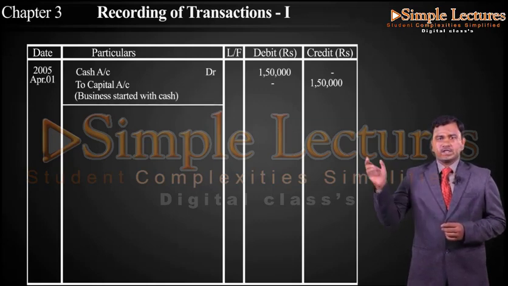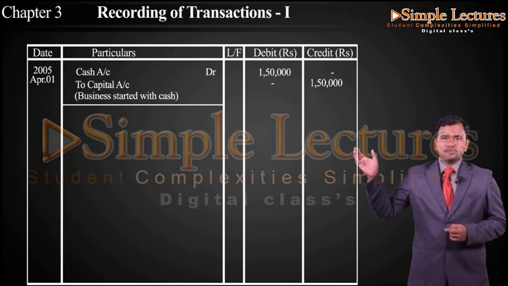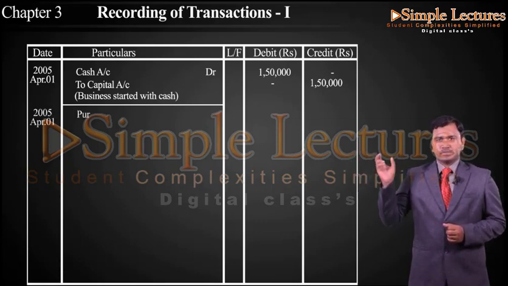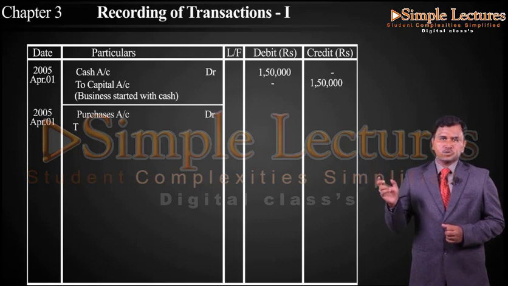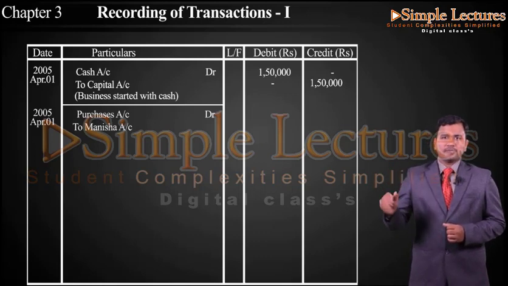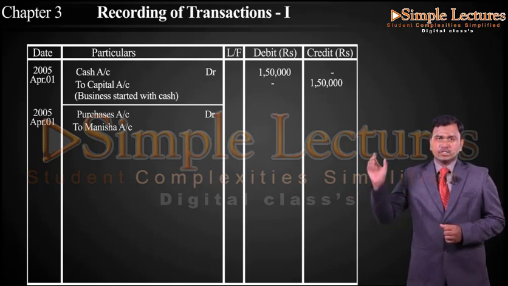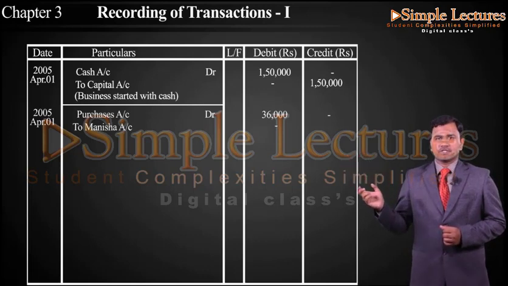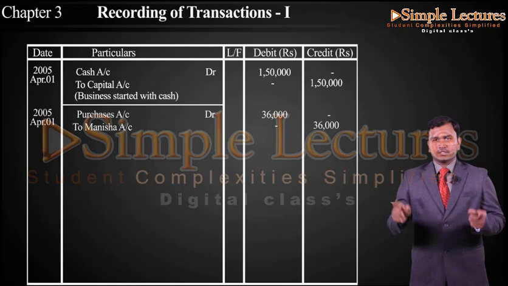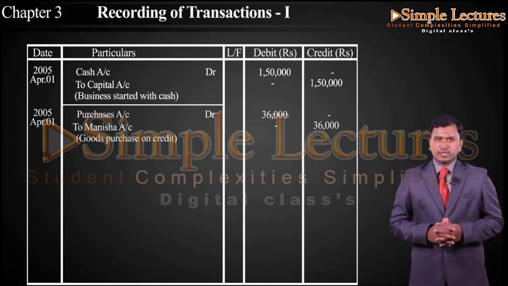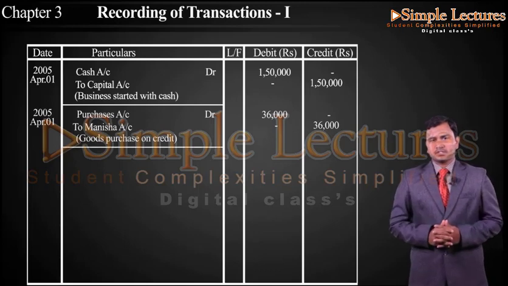So here the entry will be in the date column 1/4/2005. Again the entry will be purchases account debtor to Manisha account. Why we are going to take Manisha here is because the amount should be paid on a later date. The amount will be 36,000 in the debit column, again 36,000 in the credit column. The narration will be goods purchased on credit from Manisha. So let us come to the third transaction here.